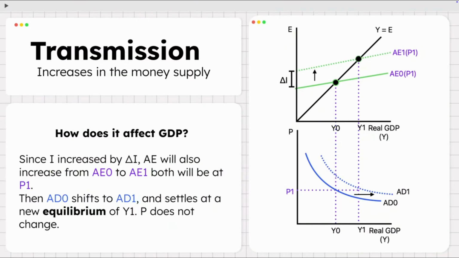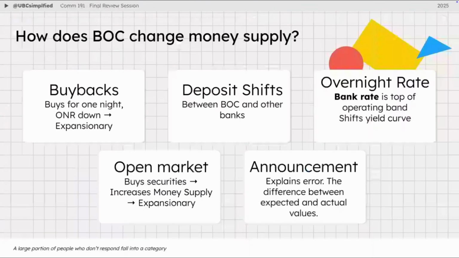So we have money supply or interest rates affecting investment, affecting outflows, which affects aggregate expenditure, which changes aggregate demand. And this is for a constant price. Are there any questions with that? So that's how the money supply, or the interest rate, affects GDP.